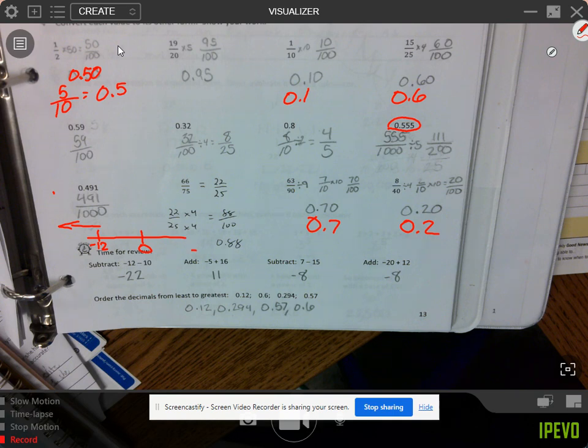Then if we are at -5 and we add 16, adding goes to the right. So we end up with a +11. Subtract 7 minus 15, so we start at 7 on our number line. Subtracting, we go to the left on that number line and we end at -8. And -20 plus 12. We start at -20 and we add, we are going to the right. We will end up at -8.